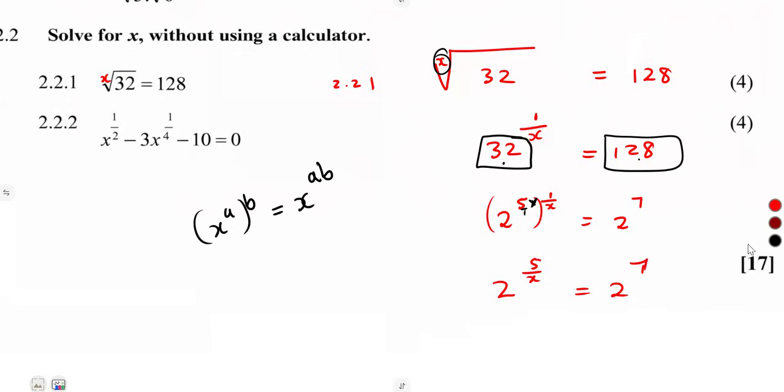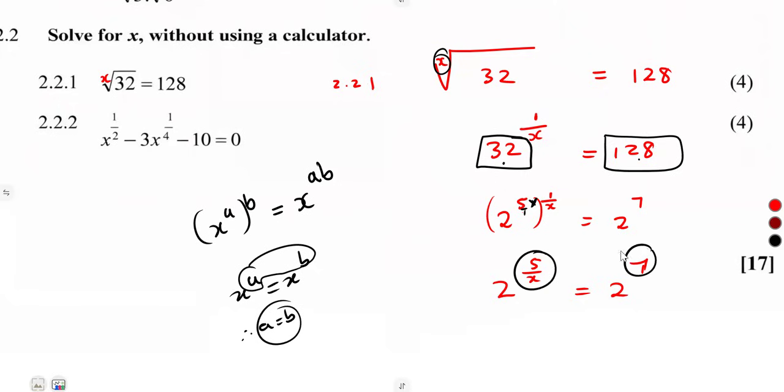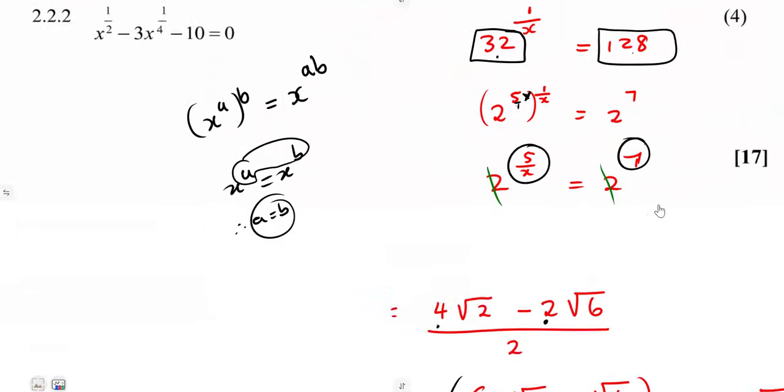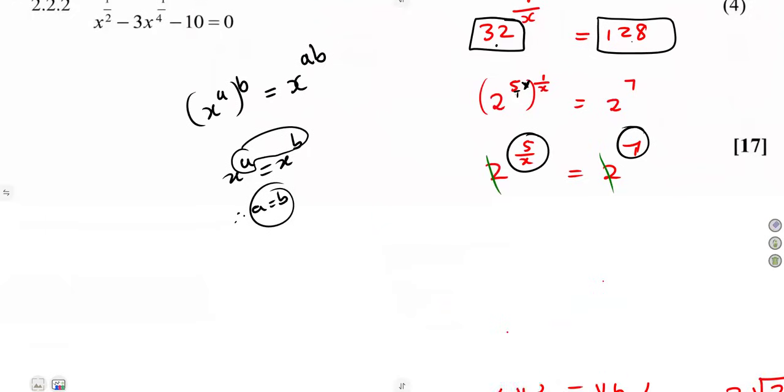Remember that if the bases are the same, x to the exponent of a, x to the exponent of b, if these bases are the same, we can equate our exponents. a will be equal to b. We can equate our exponents as 2 and 2 are the same, so that we can solve for x. So therefore, 5 over x is equal to 7.